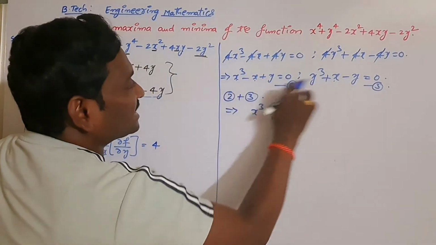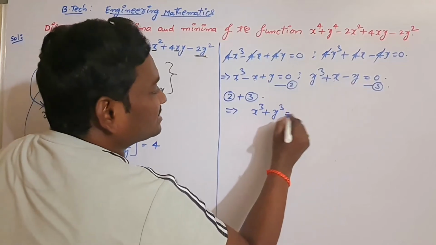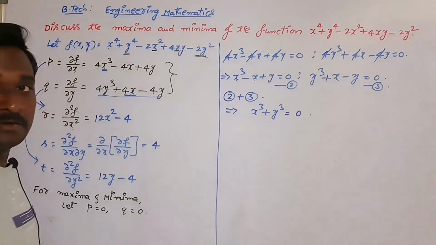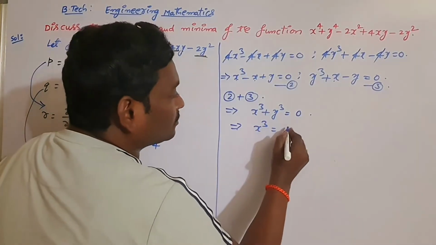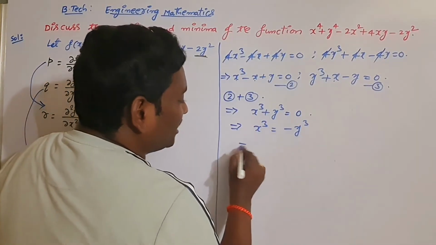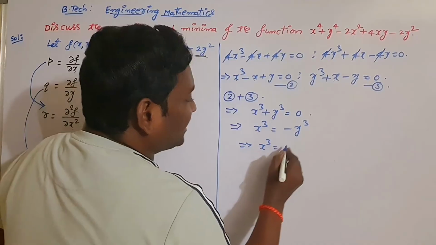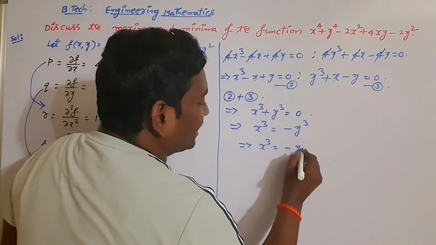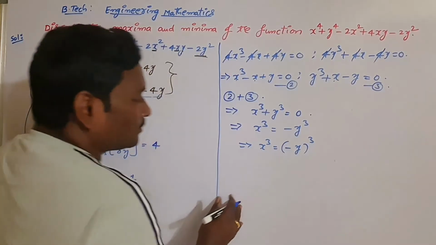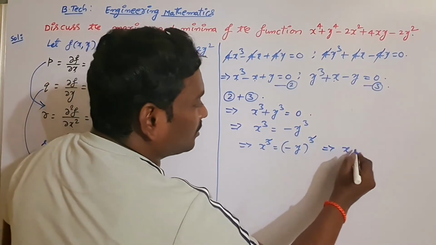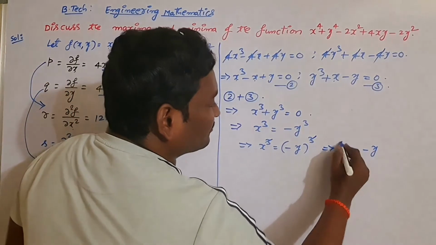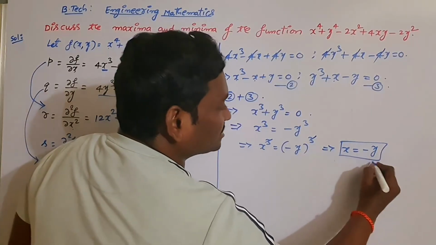Minus x plus x gets cancelled, plus y minus y gets cancelled. So you have only x is equal to 0. From this, x cube is equal to negative y cube, and I will write minus y cube as minus y whole cube. So the cube gets cancelled. So you have x is equal to minus y. x and y are opposite.